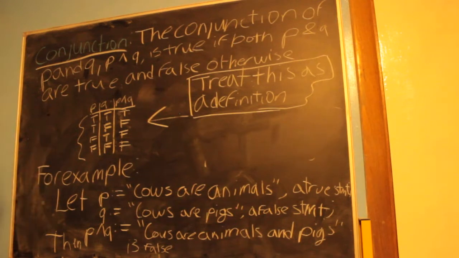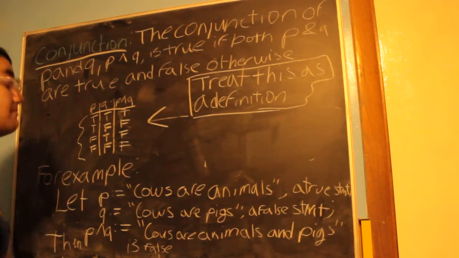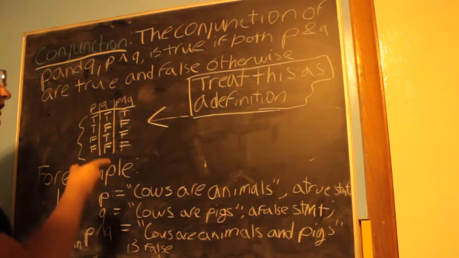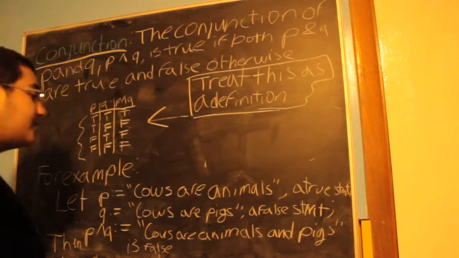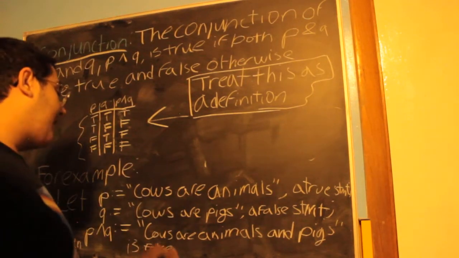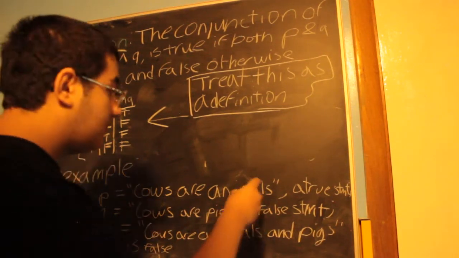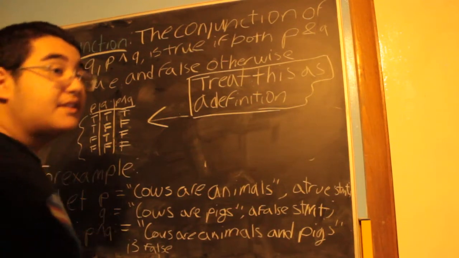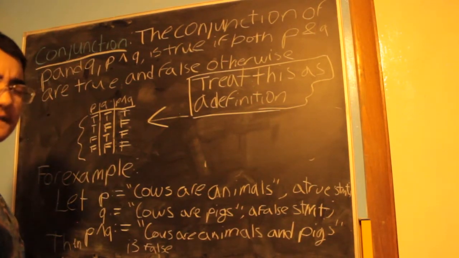So, for example, let P be, this symbol means let it be. Basically, we're just assigning a value. So let P be cows are animals, which is a true statement, and Q be cows are pigs, a false statement. And then P and Q, which is cows are animals and pigs, is a false statement because true and false is false. Just remember that. It's just simple.